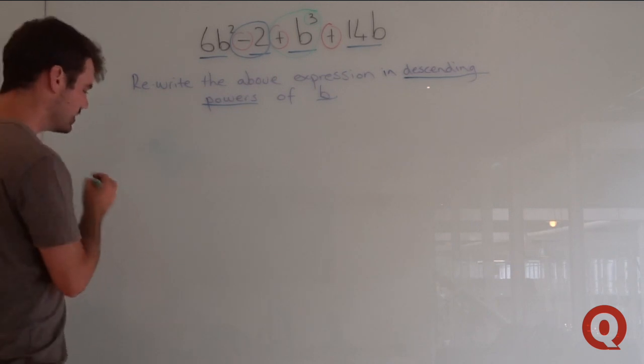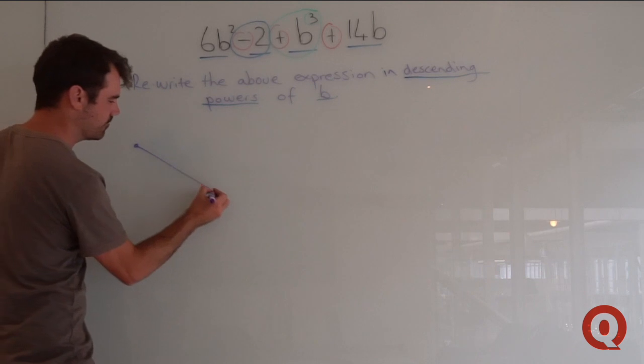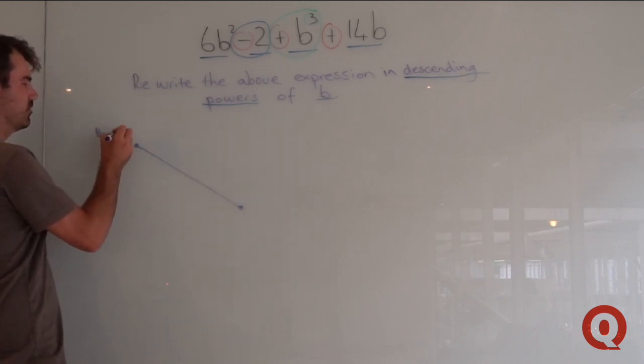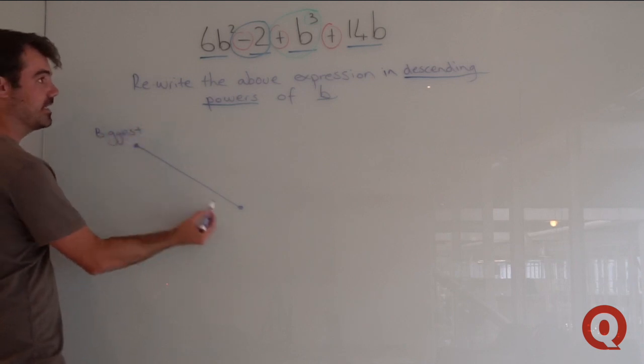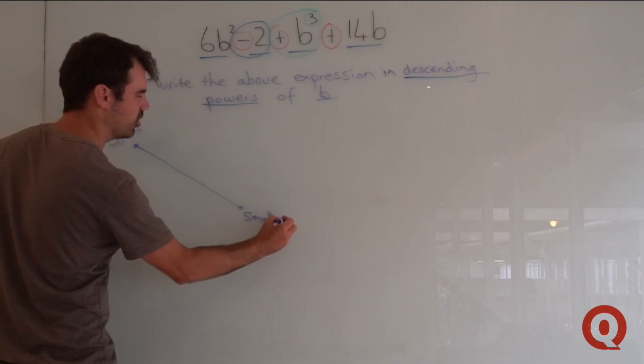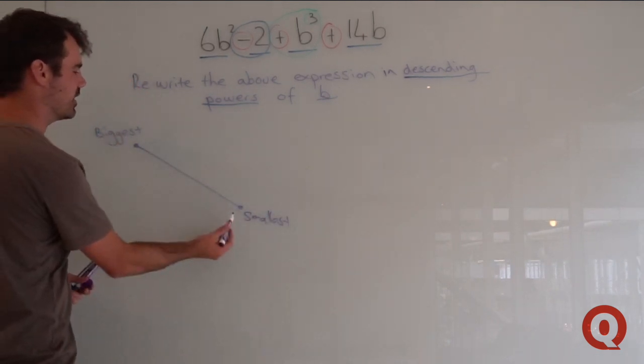Now descending is if we're going downhill. So descending is starting at the top with the biggest and heading down to the smallest. That's descending, almost like you're going down. So you're starting with the biggest and you're going down to the smallest.